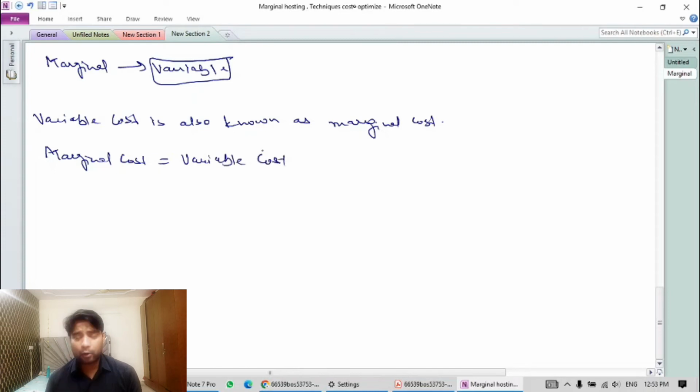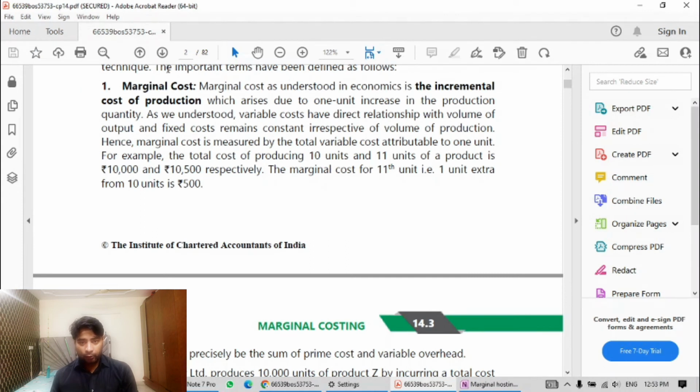So what is variable cost? Simply, variable cost means the cost which changes with the level of output. Marginal cost, as understood in economics, is the incremental cost of production which arises due to a one unit increase in the production quantity. As we understood, variable cost has a direct relationship with the volume of output, and fixed cost remains constant irrespective of the volume of production.